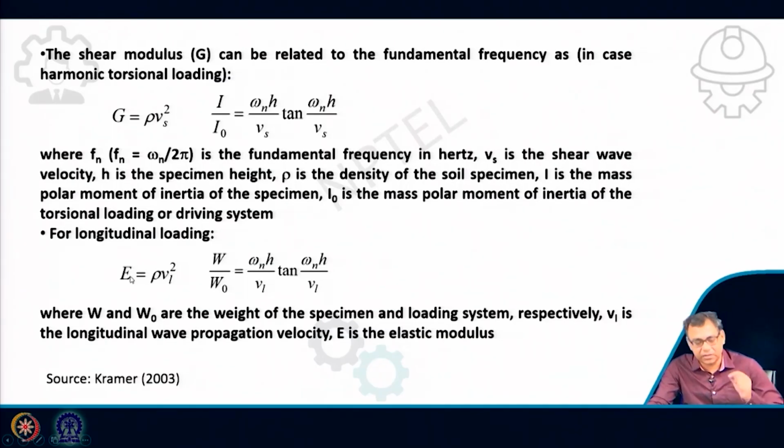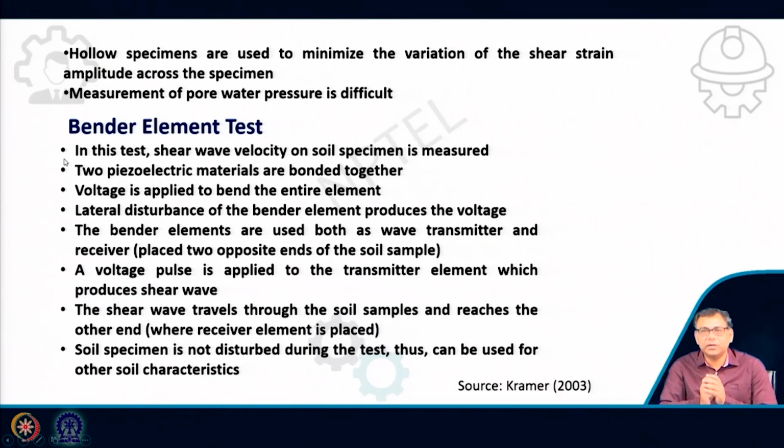So that means here I will get the shear modulus as well as the elastic modulus, depending upon which type of loading I am using or applying. Now generally, the strain level is lowest in the center of the specimen and highest at the edge if I use a solid specimen. Just to avoid or minimize this variation of the shear strain along the specimen, hollow specimens are used, to minimize the variation of the shear strain amplitude across the specimen. So if I use a solid specimen, there may be a variation of the shear strain across the specimen. To minimize that, we can use the hollow specimen.